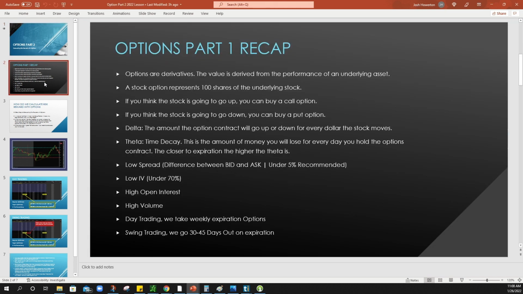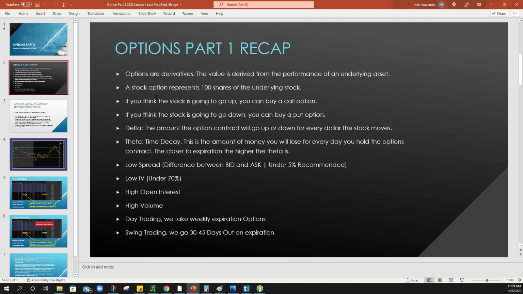But first and foremost, let's go ahead and recap last week's options part 1 lesson. So options are derivatives, all right? The value is derived from the performance of the underlying asset. It's not like buying a share. You buy one share, the stock goes up $1, you make $1. If you buy one options contract and the stock's price goes up $1, what's your P&L? What's your profit? Well, you'll never know. No, you will. We're going to talk to you guys about that today.